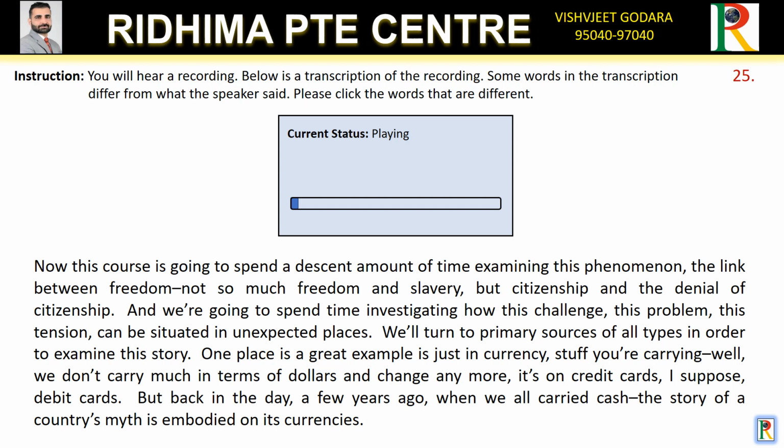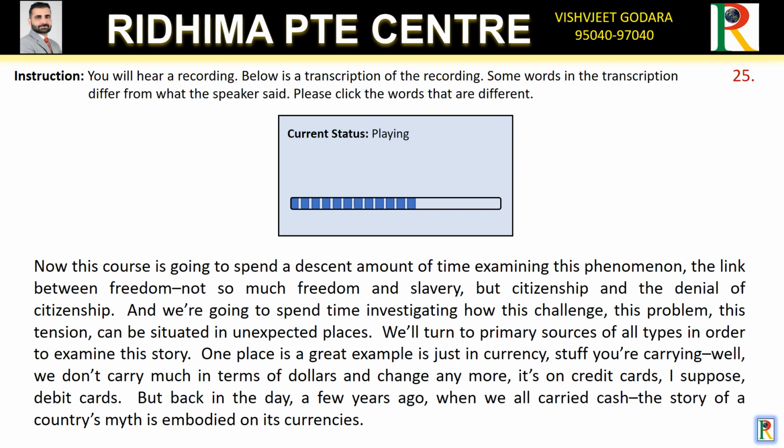Now, this course is going to spend a fair amount of time examining this phenomenon, the linkage between freedom, not so much freedom and slavery, but citizenship and the denial of citizenship. And we're going to spend time investigating how this challenge, this problem, this tension, can be located in unexpected places. We will turn to primary sources of all types in order to examine this story.